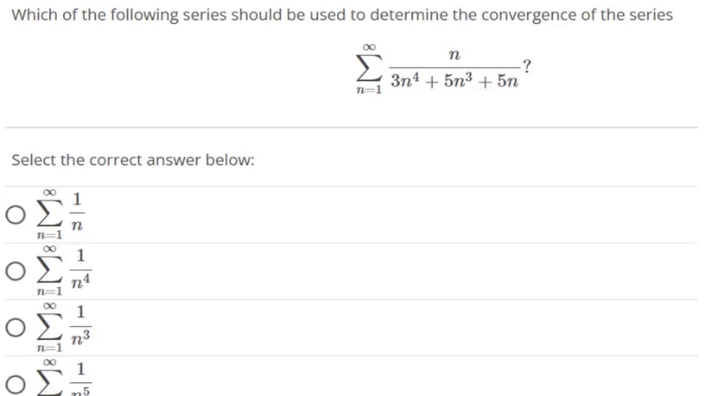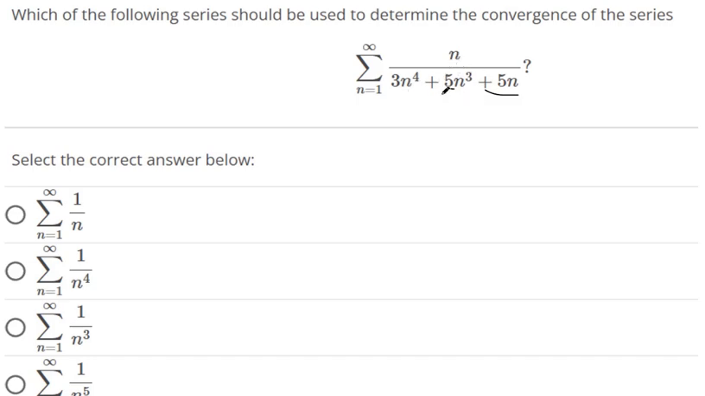Okay, this one's a bit more complicated. We have n in the numerator, n to the fourth plus n to the third plus n in the denominator. So when we're talking about a series that goes from n equals 1 to infinity, what really matters is the end behavior of the expression. These terms become infinitesimally insignificant because as you get bigger and bigger numbers, n to the fourth is going to outpace n to the third. You might remember that from Calc 1, studying end behavior, maybe pre-Calc 2.